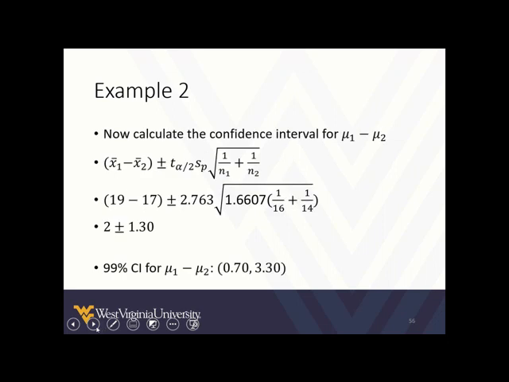And so now at this point, all we need to do is calculate our confidence interval. So this will be the quantity of 19 minus 17, plus or minus 2.763, all multiplied by the square root of 1.6607 multiplied by the quantity of 1 over 16 plus 1 over 14. This will become 2 plus or minus 1.30. And so this will be a 99% confidence interval for mu1 minus mu2 of 0.7 to 3.30.